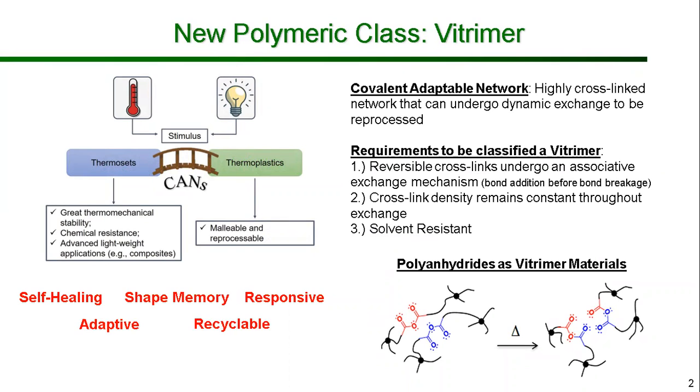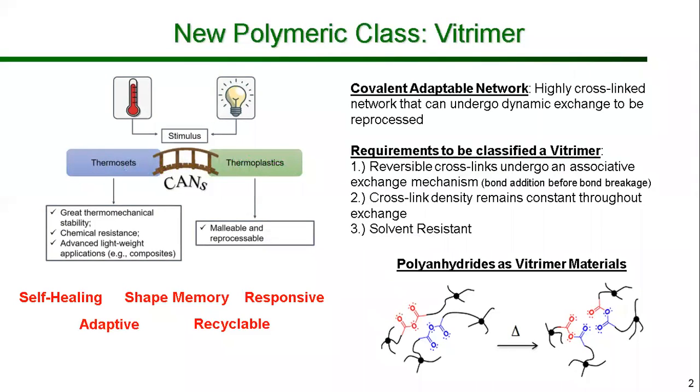Vitrimers bridge the gap between the current polymer classes, which are thermosets and thermoplastics. Thermosets are cross-linked polymers that have great thermomechanical stability, chemical resistance, and can be applied to lightweight applications. Thermoplastics are typically linear or branched polymers that can be reprocessed or are malleable. Having a material that bridges that gap, with great thermomechanical stability as well as being reprocessable, is highly ideal. The covalent adaptable networks can be self-healing.